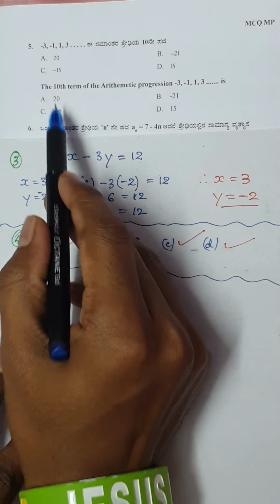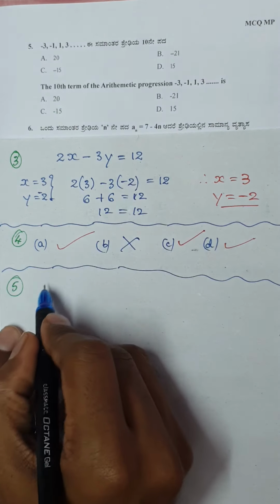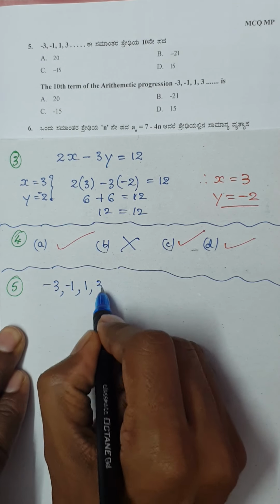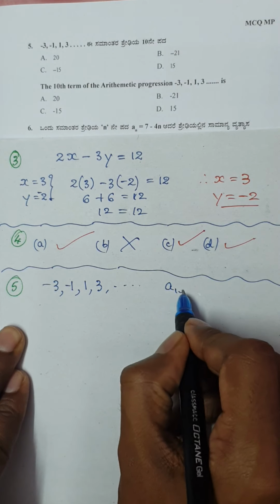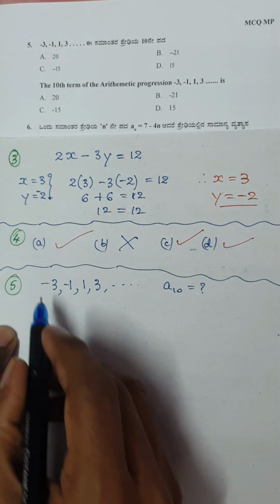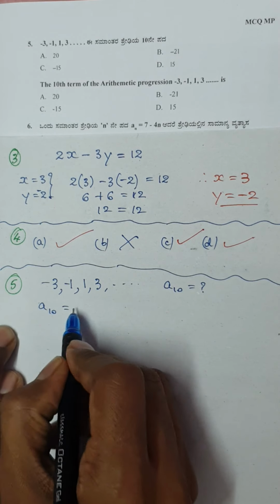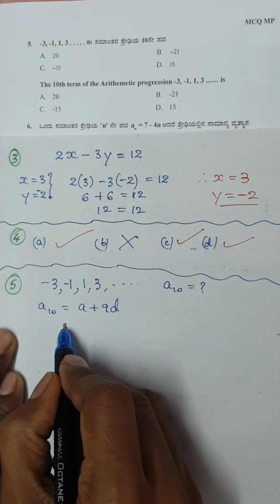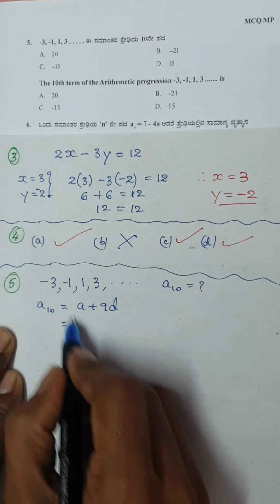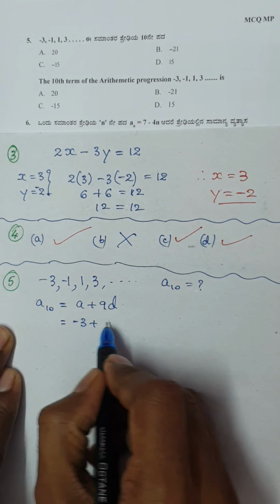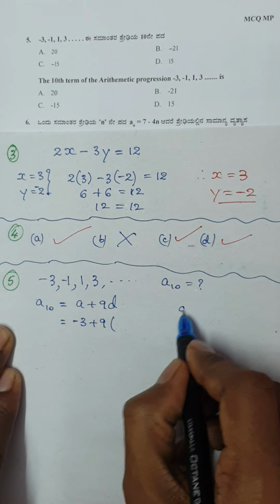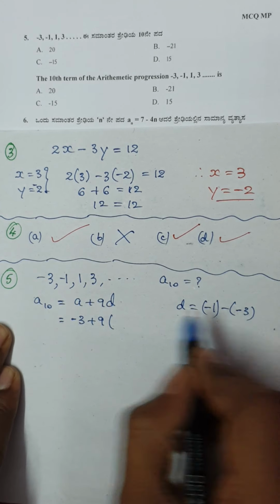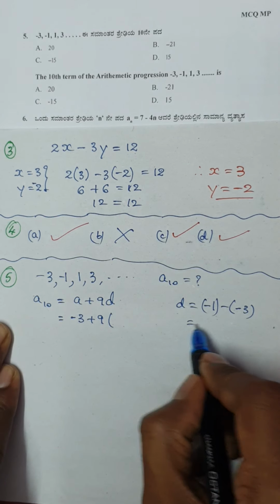The 5th question is about the 10th term of the arithmetic progression. The progression is given: minus 3, minus 1, 1, 3 and so on. You have to find the 10th term. The 10th term is A10, which is the question mark. A10 is nothing but A plus 10 minus 1 into D, that is 9D. As I told you, you have to be quick, use your smart work. A is the first term, which is minus 3, plus 9 into the D value. The D value is the second term minus the first term, or you can take the difference between any two consecutive terms.